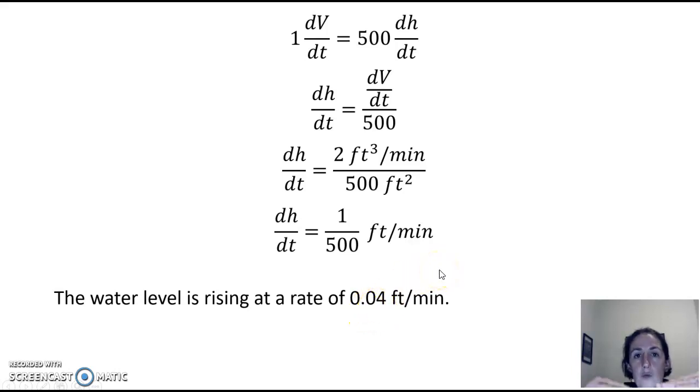So the water is rising at a level of 0.04 feet per minute. That's it for related rates. We'll see you next time.